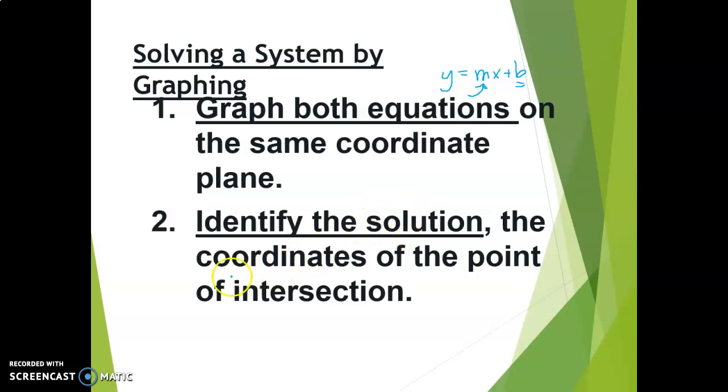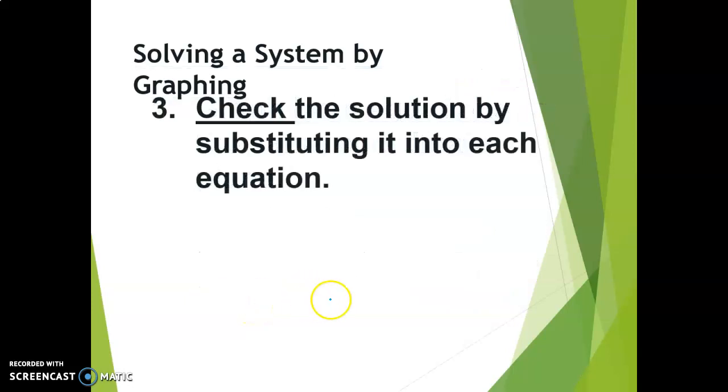On a graph, the solution is the coordinates of the point of intersection. So if you have one line going this way and one line going this way, your solution is this one point where they intersect. It's the coordinates of that point. That will give you your x and your y value that will work for both equations. Step 3, you'll check the solution by substituting it into each equation. So after we graph, we make sure that we graphed it correctly by plugging and chugging.